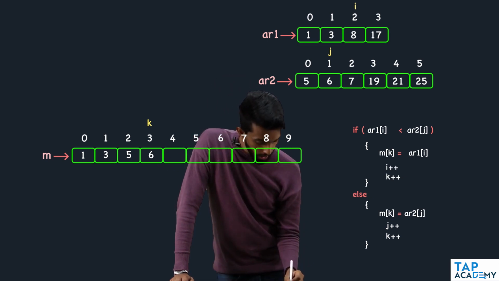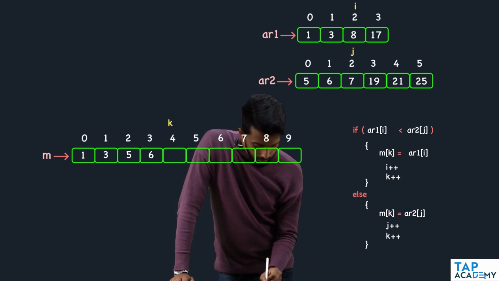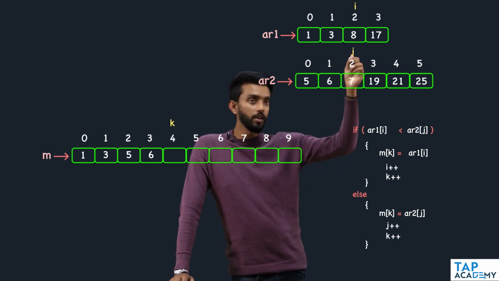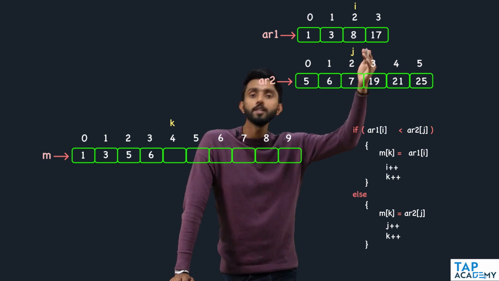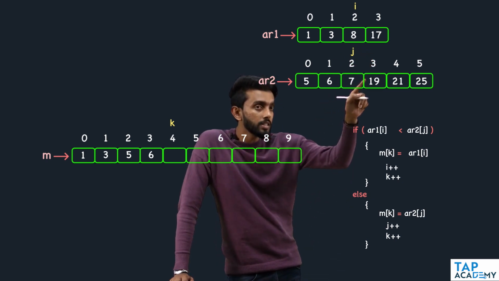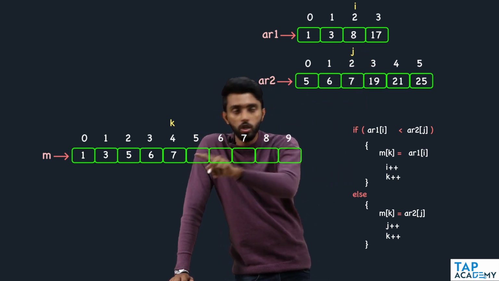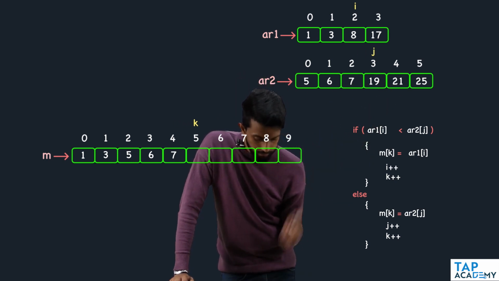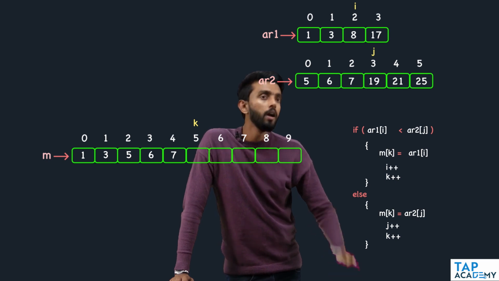After which, j has to be increased, k has to be increased. Again compare the ith element with the jth element. 8 with 7. Is 8 lesser than 7? No, 7 is lesser than 8, which means take 7, store it at the kth position. After which, increment j, increment k. Any confusion till here? Again continue.